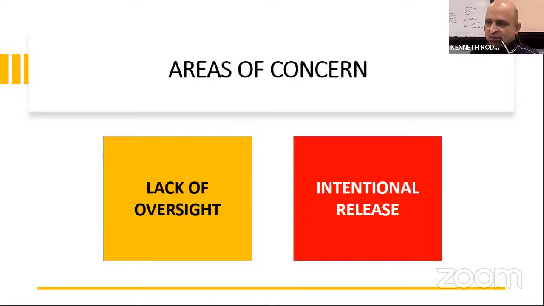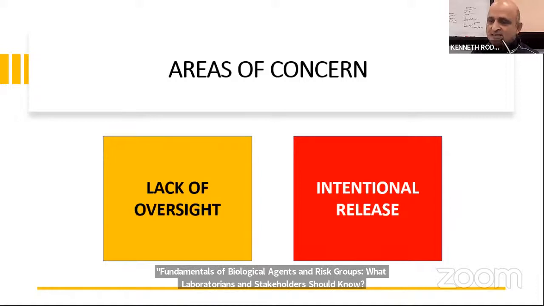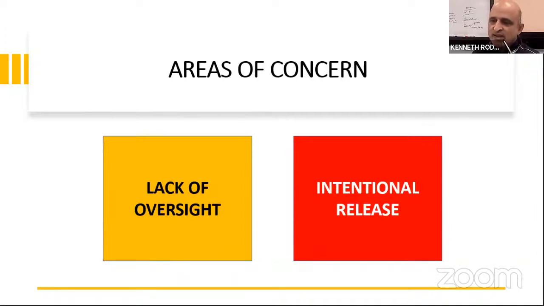The other one is intentional release. When we have a biological agent and a biological asset, there can be some actors, either state actors or non-state actors, who utilize that biological asset to create some kind of disequilibrium in society. You can use a biological agent to create economic disruption. This falls into the domain of intentional release, and this is what we will be discussing today with respect to biological agents.